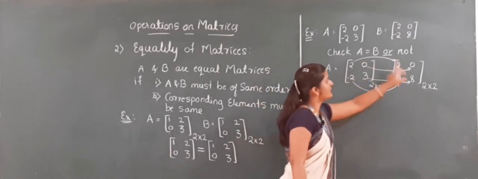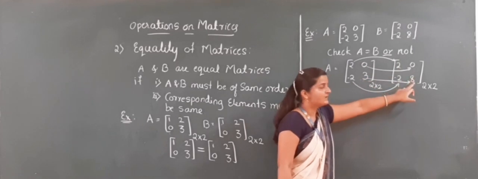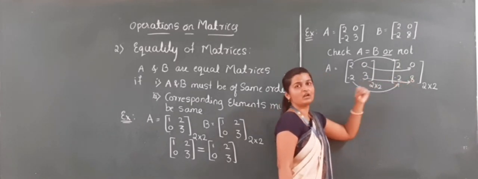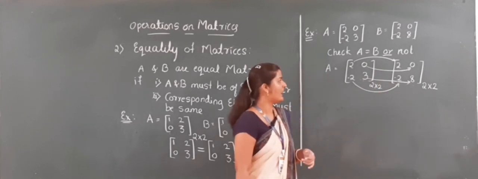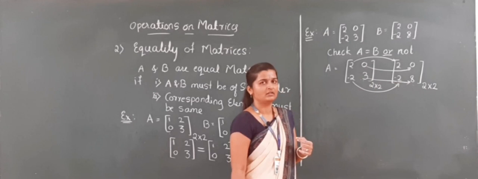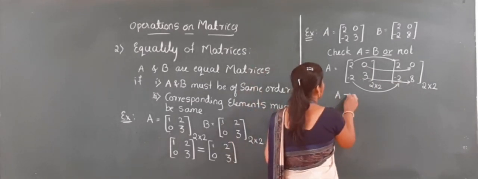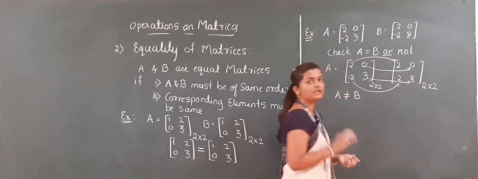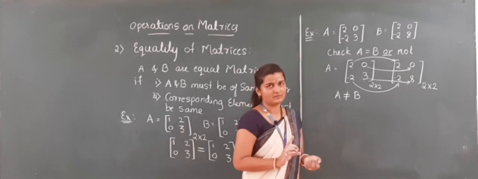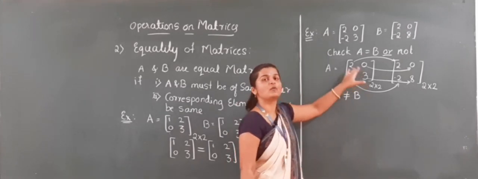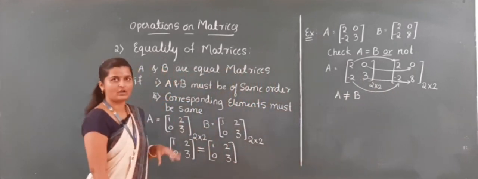2, 2, 0, 0, minus 2, but in the place of 3, what is present here? 8. The corresponding elements are not equal. Other 3 are equal, only 1 is not equal. So what we can say, is this equal or not? We can't say this is partially equal. Okay? So A is not equal to B because all the corresponding elements must be same. Every corresponding element must be same. If here 4 elements are present, 4 elements must be same. Okay? This is known as equality of matrices.